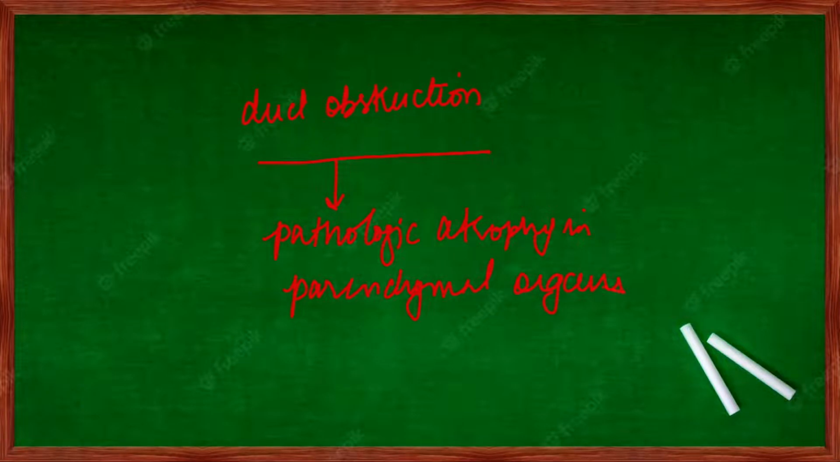Another example I would like to add here is that if there is duct obstruction, then there can be pathological atrophy in parenchymal organs. This is seen, for example, in the parotid gland. So if the duct gets obstructed, then there can be pathological atrophy of parenchymal organs like the parotid gland, and this occurs by apoptosis. So it can be observed here as well, apart from the examples which I discussed earlier.